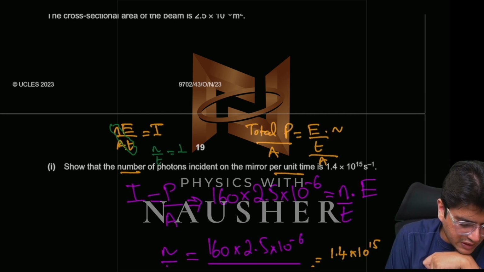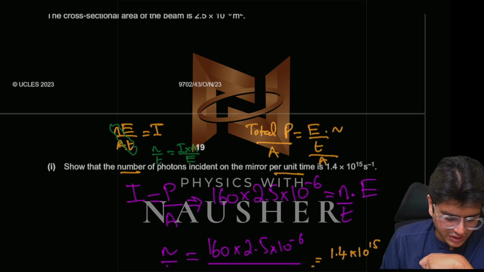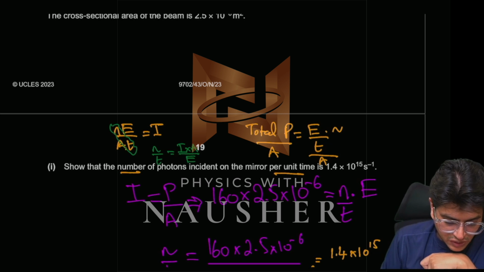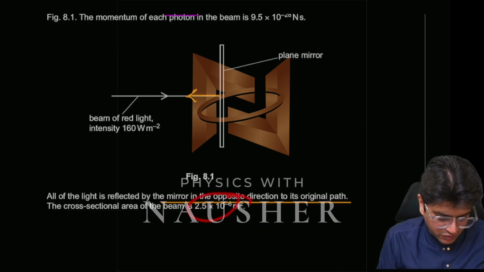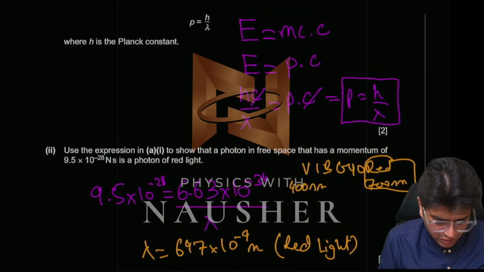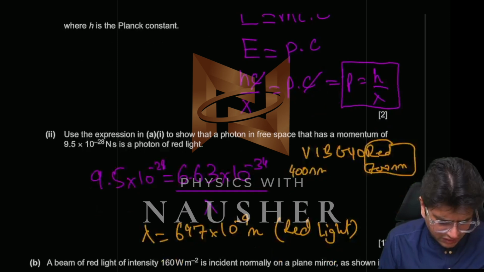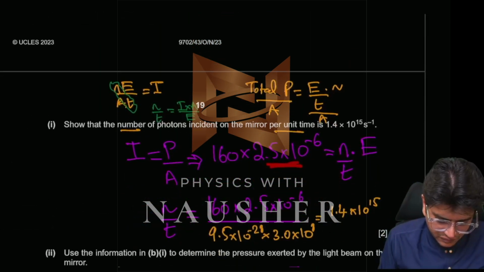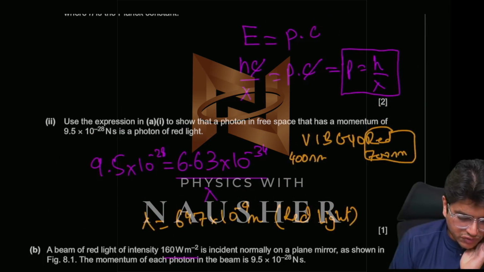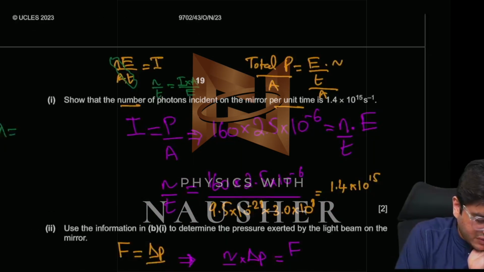N over T would be intensity into area over the energy. Do you understand? So you have, not the current, the intensity. So the intensity is 160. The area was 2.5 into 10 to the minus 6, they've mentioned over here. And you have to divide this by the energy of the photon, and they should give you the energy of the photon. Have they not given you? That's fine, we can find it out. The energy of the photon, because they've given you this expression, lambda is H over P, or E is PC. E, energy of the photon, is PC.